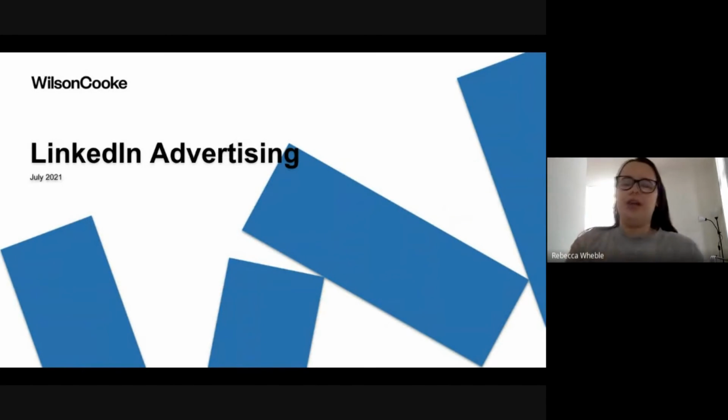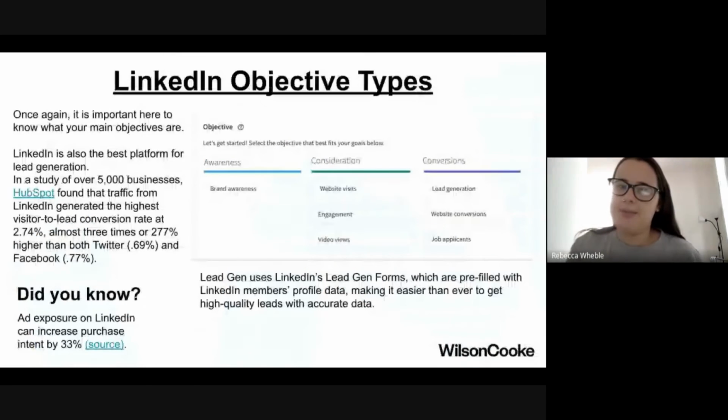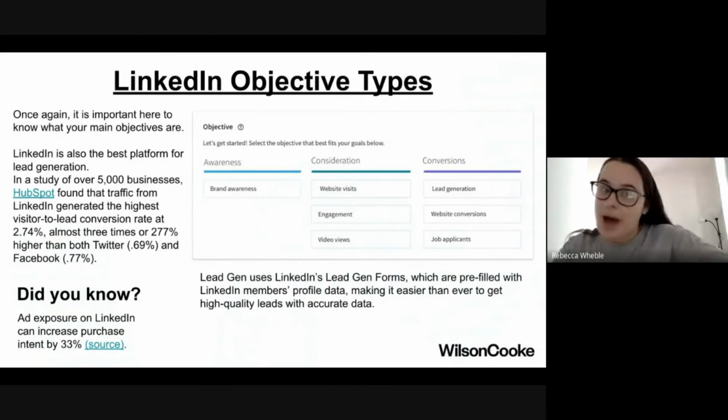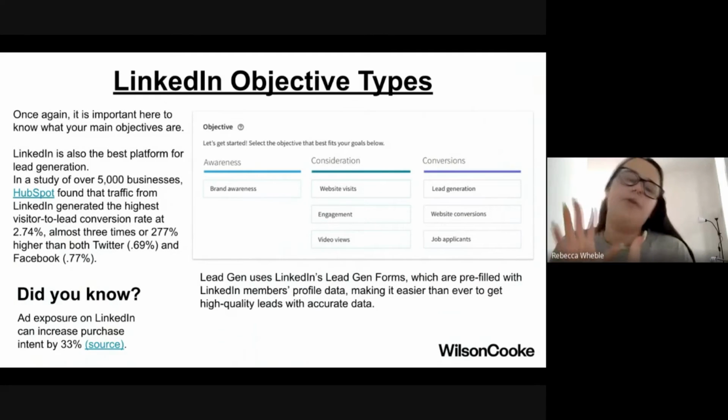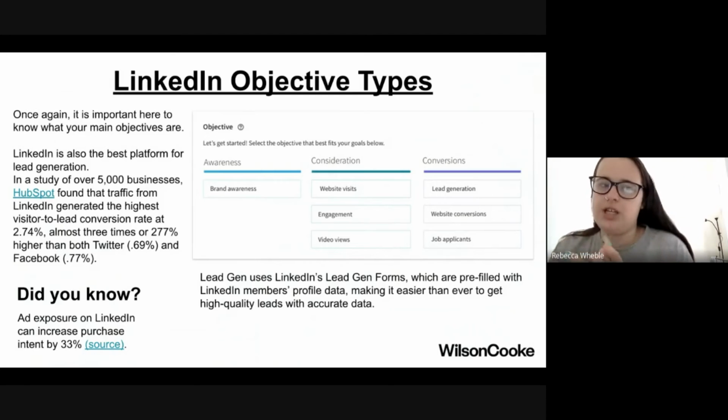Now I'm going to move on to LinkedIn advertising. There are many different objective types for LinkedIn as well. Once again, it's important here to know what your main objectives are. LinkedIn is also the best platform for lead generation, and one thing that I always say is that when you're looking at B2B lead generation, LinkedIn tends to be better than Facebook for that. I normally use Facebook for more of your brand awareness and LinkedIn for more of your nitty-gritty acquisition.